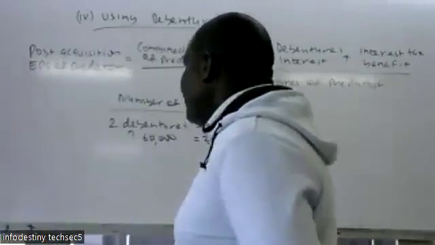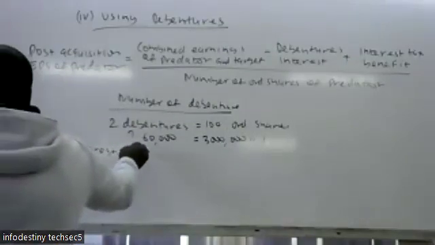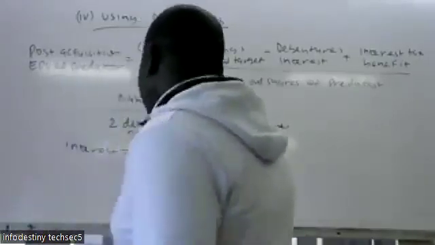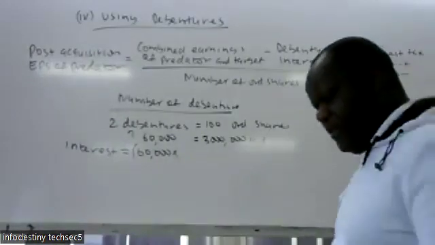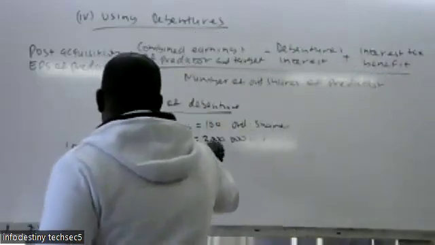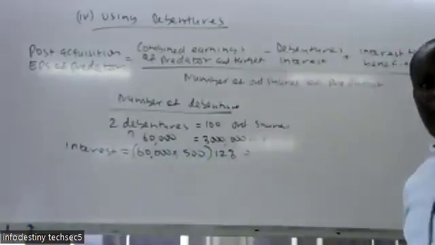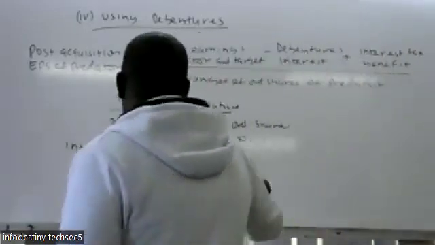So from there now you compute interest. Interest: 60,000 debentures multiplied by the par value of each debenture, which is 500. Then the interest rate is 12%. So what should be our debenture interest? 3.6 million.